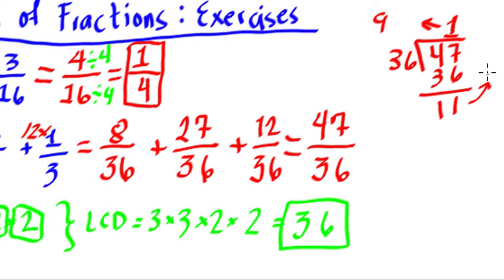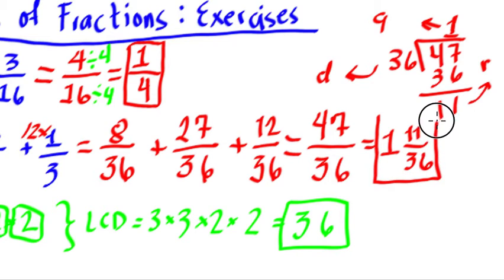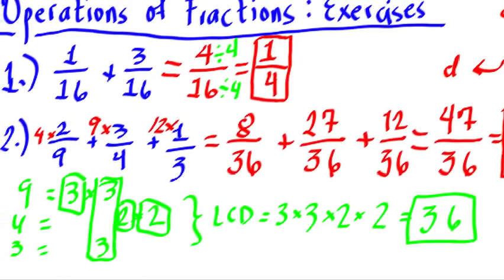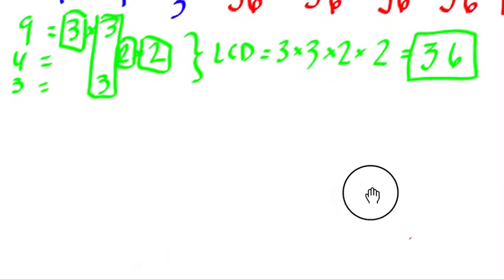This is our remainder. This is our divisor or denominator. So what we have is 1 and 11 over 36. Oh, sorry, no. 1 and 11 over 36. Okay, and this is our final answer for number 2. Okay, so let's move on to number 3.